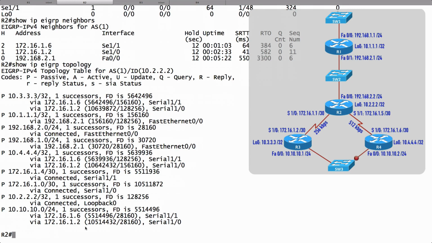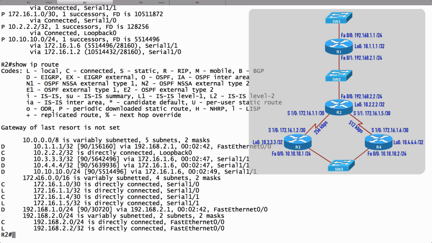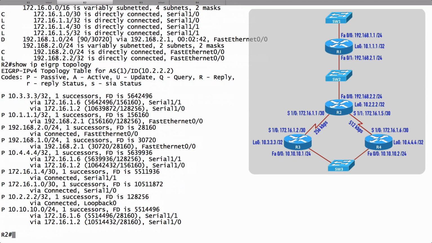Let's check out the IP routing table. Let's do a show ip route command. And we see that to get to the 10.10.10.0/24 network, we're going to go via 172.16.1.6. That's R4. The IP routing table doesn't seem to know about the path via R3. Let's look at that topology information again and see if we can figure out why. Here's what I want you to notice. I want you to notice this number and this number.